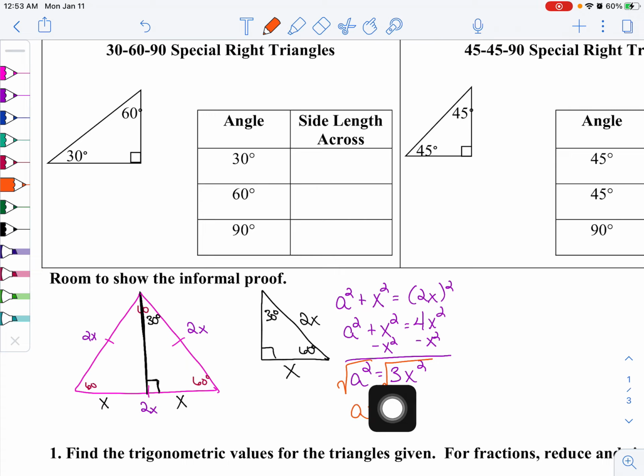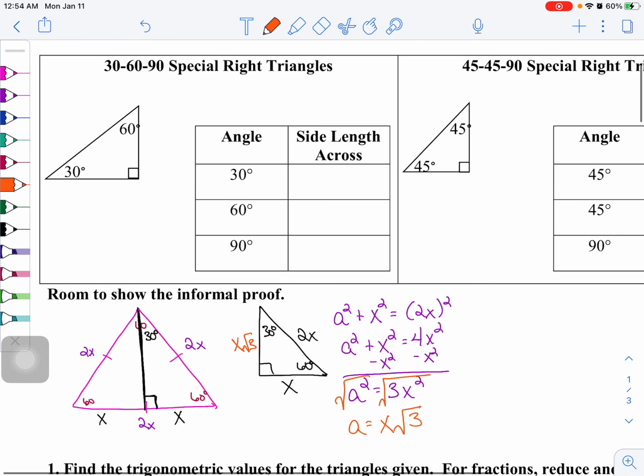So that's going to give me a is equal to, and this is where I want to break it up in pieces. I have no idea what the square root of 3 is. It's not anything nice and pretty, so I'm going to leave it as the square root of 3. And then x squared, when I take its square root, is just going to be x. So this altitude here, this side across from the 60-degree angle, is x root 3.